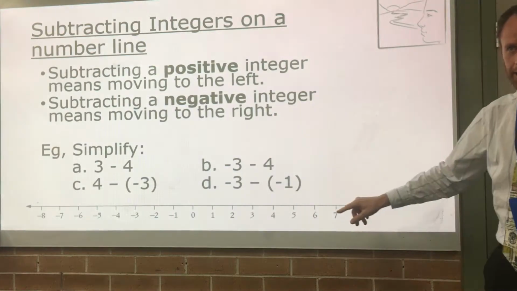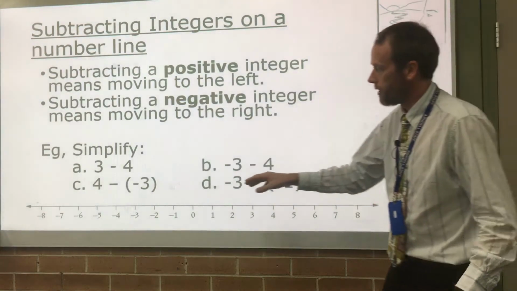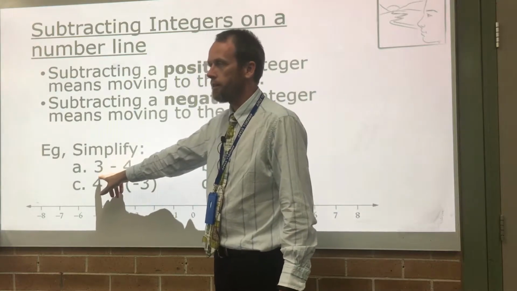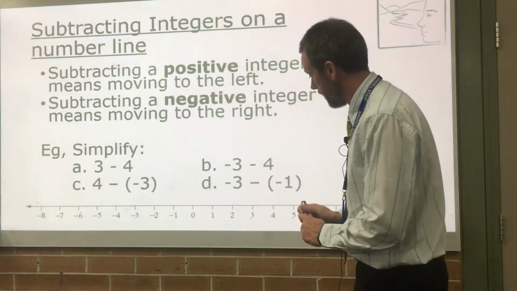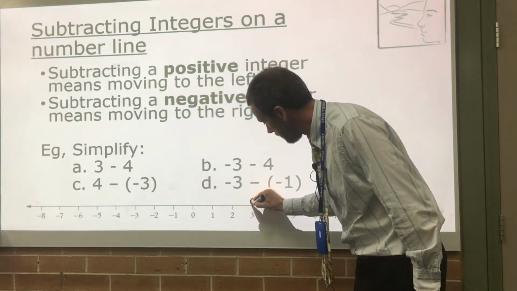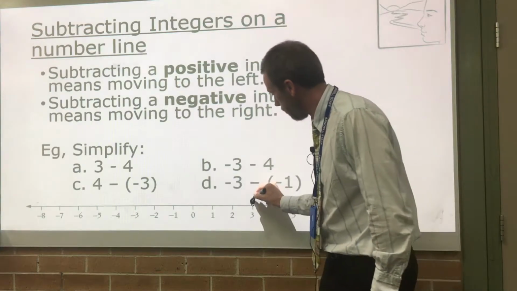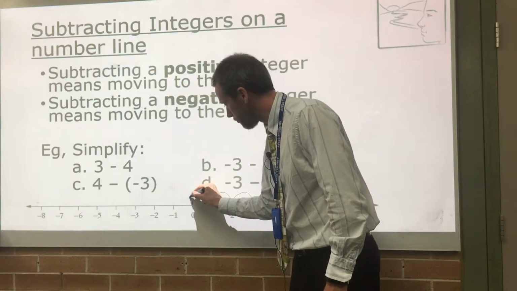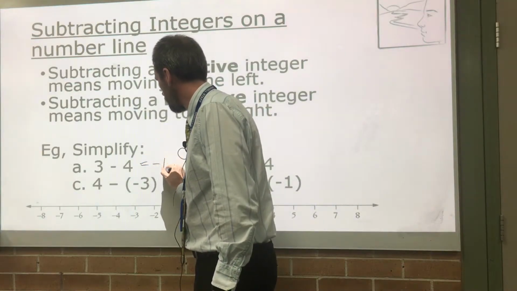I've got here 4 examples. Let me show you what I mean. So for the first example, it's 3, which really means positive 3, minus 4. So if I come up to 3, there's my positive 3, and then I'm going to take away 4. 1, 2, 3, 4, and my answer is negative 1.